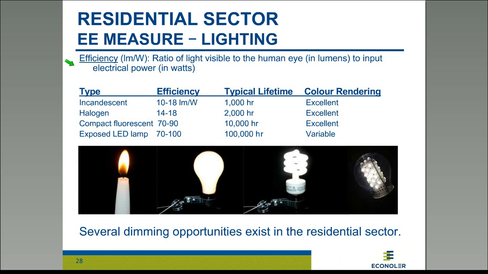In terms of lighting, of course, the light source is one of the important elements to consider. So there are different sources available to the designer. One of the oldest and most inefficient, by the way, is the incandescent. We reach an efficiency of 10 to 18 lumens per watt with a very short lifetime of 1,000 hours. The main advantage is excellent color rendering, and it's very inexpensive.